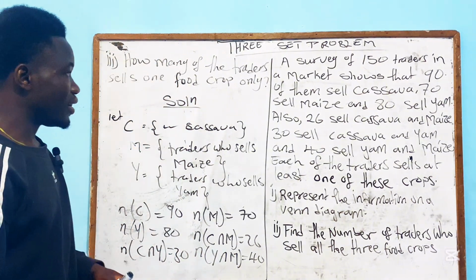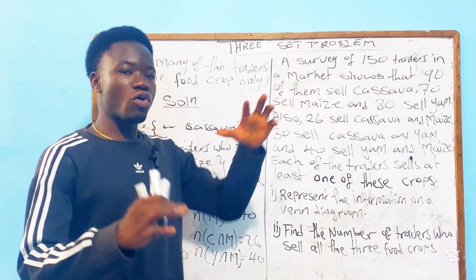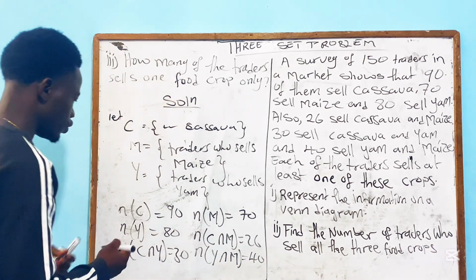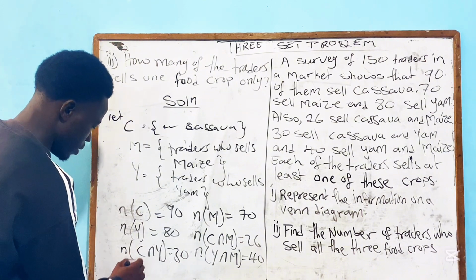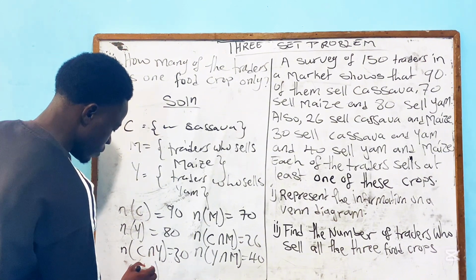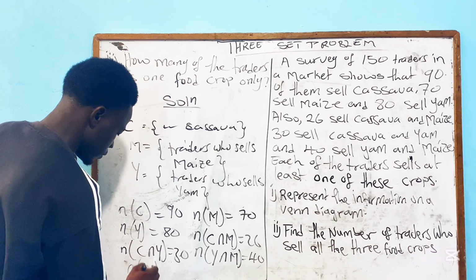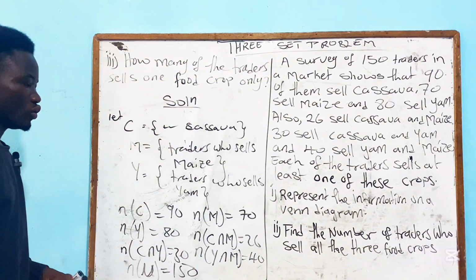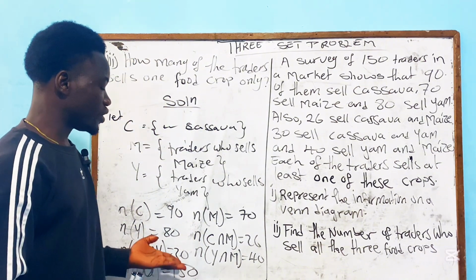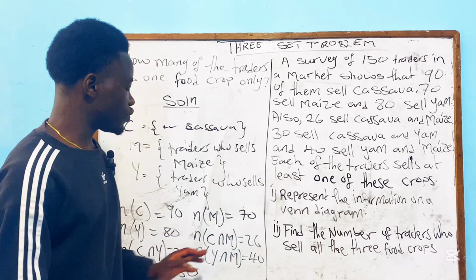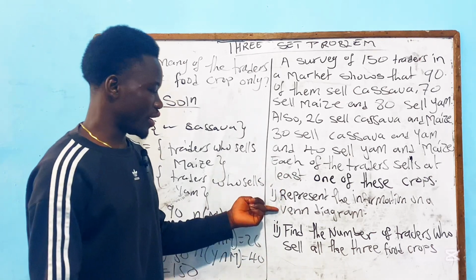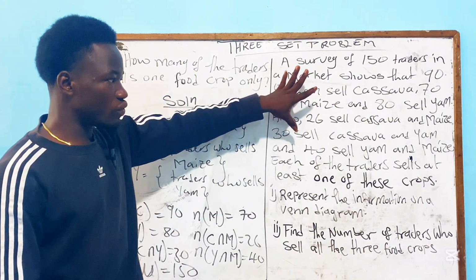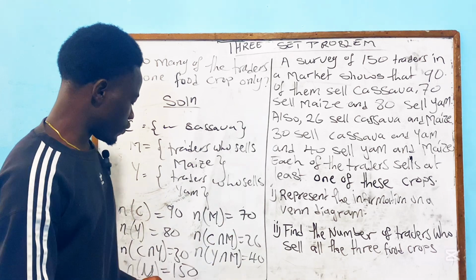Not forgetting that the initial thing given to us was that all the traders is 150. So our U, that's the universal set, the number of U is equal to 150. So you have finished outlining all the necessary information inside the question. And you need to now go ahead and start representing it on the Venn diagram before we solve the other ones. So I'll clean off this side, so take note of it, then we'll continue to solve the question.